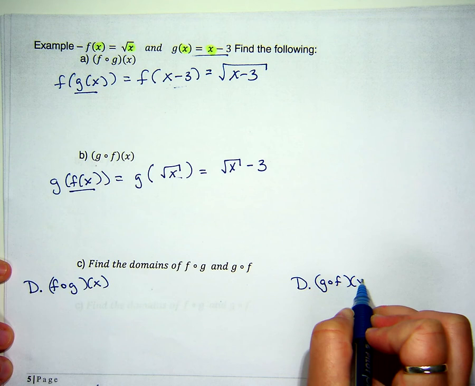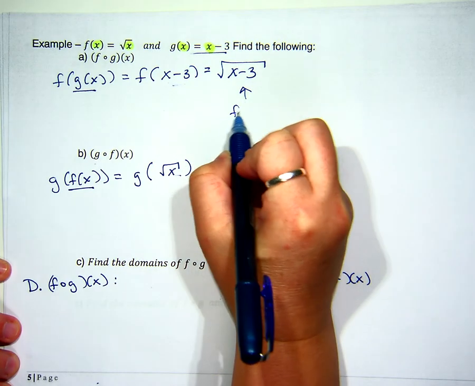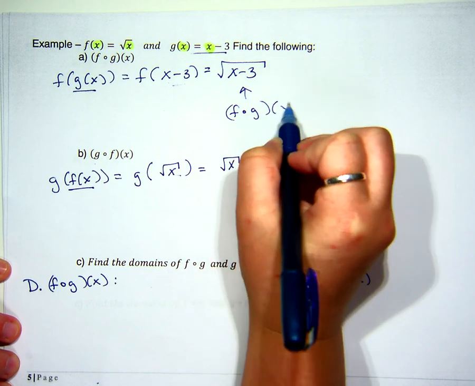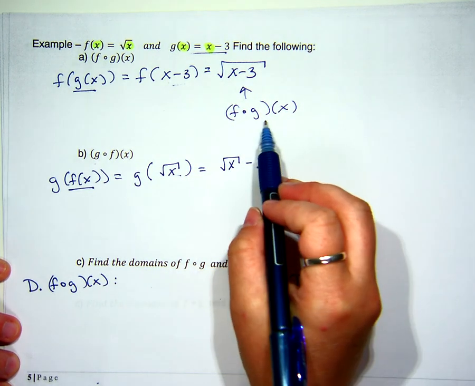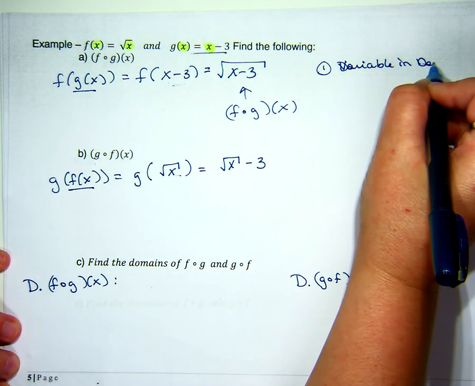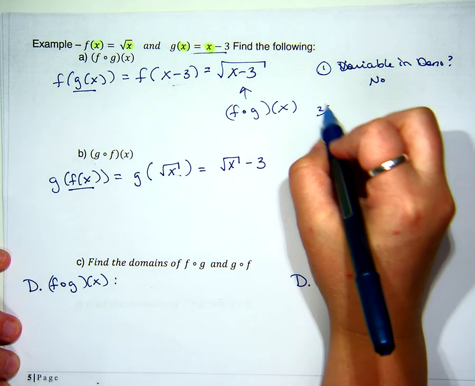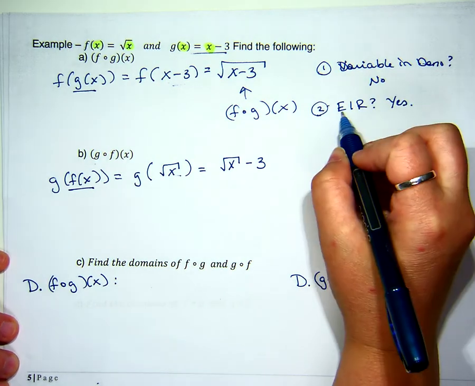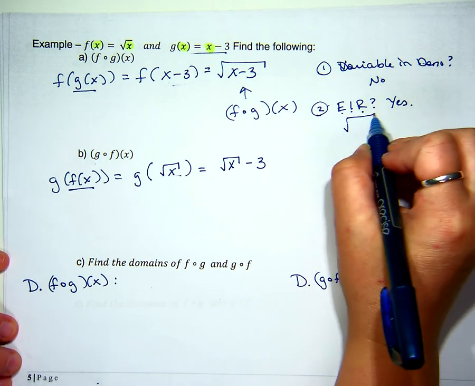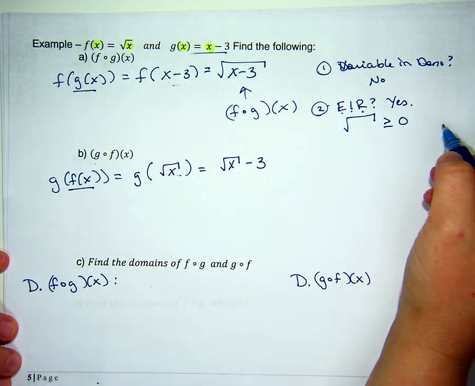In this f of g of x, if I want to find the domain of it, I can simply talk about this function. Question 1. Do I have a variable in my denominator? No, I don't even have a denominator. Question 2. Do I have any even indexed roots? Yes. What are we supposed to do when we have even indexed roots? We're supposed to take our roots, set it greater than or equal to 0, and solve.